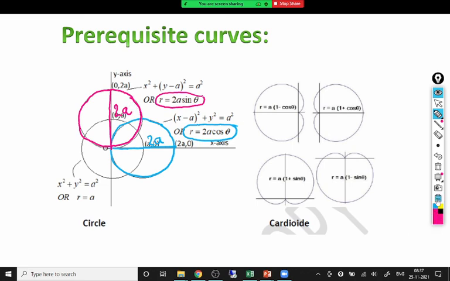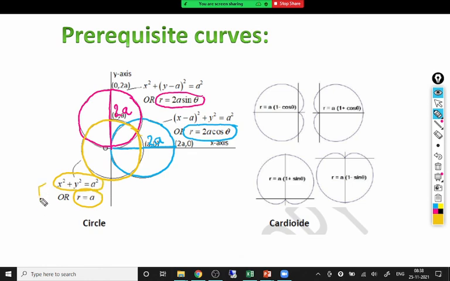And lastly, the third one, this is r equal to, sorry, r is equal to a only. r equal to a is a circle with radius a, center 0, 0. This is the Cartesian equation, and that equation is x square plus y square equal to a square.